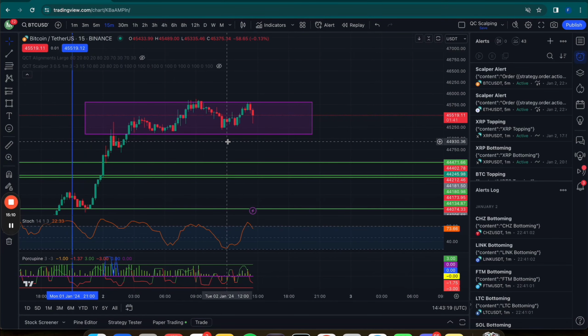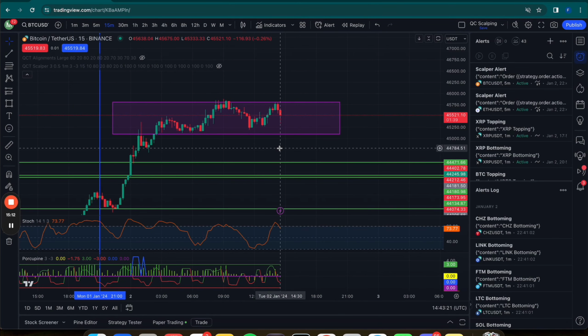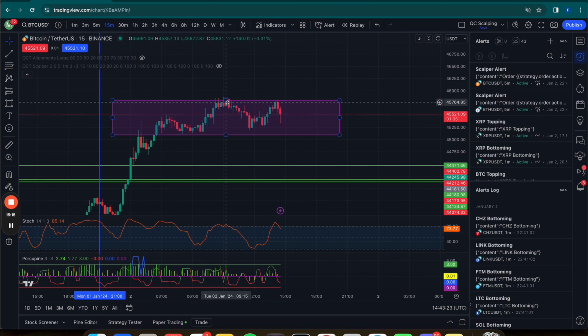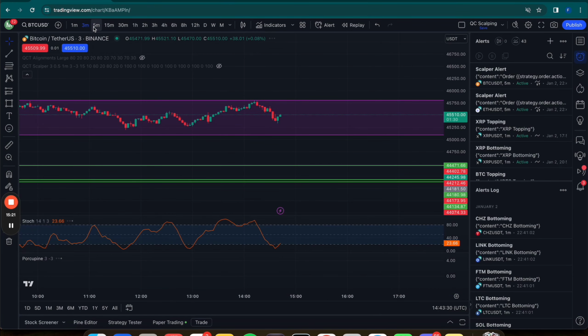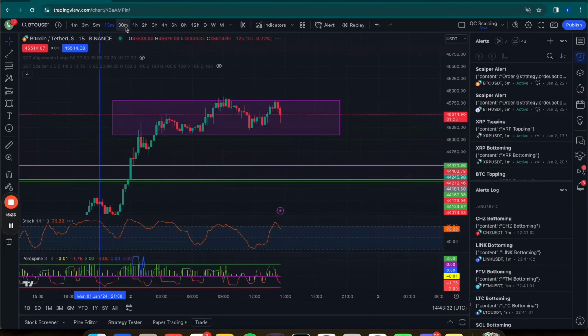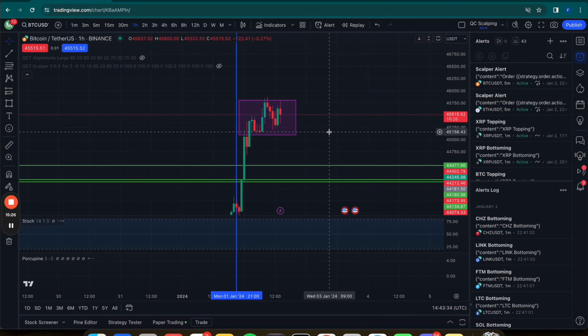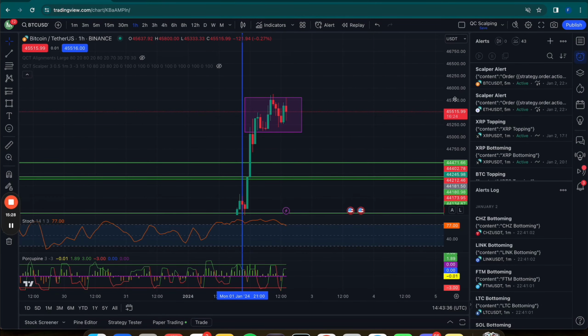So let's start with the overall market that we see right now. We see the 15-minute is topped out. The 5-minute has been topped out and is going down now. The 3-minute is going up. Okay, so those are lower time frames. Our 1 hour has been topped out for a long time.